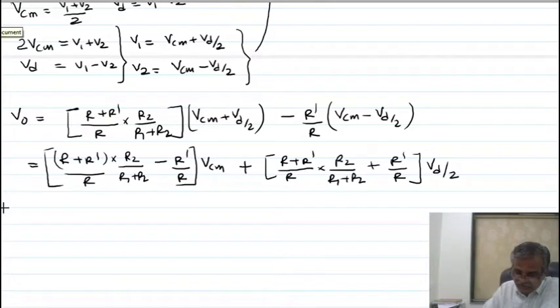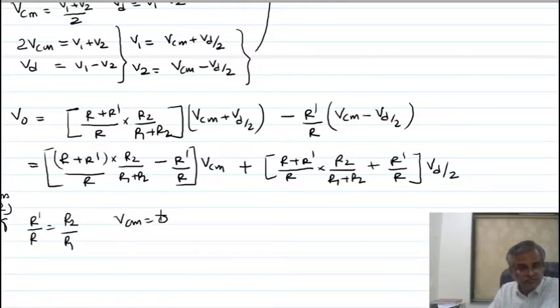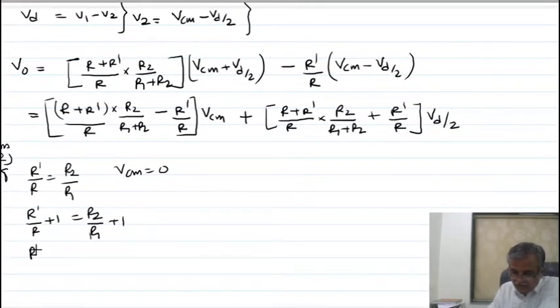Now second question. Answer second. If R dash by R is equal to R2 by R1, then VCM is equal to 0. Very simple. R dash by R plus 1 is equal to, I can write, R2 by R1 plus 1. So R dash plus R upon R is equal to R2 plus R1 upon R1.